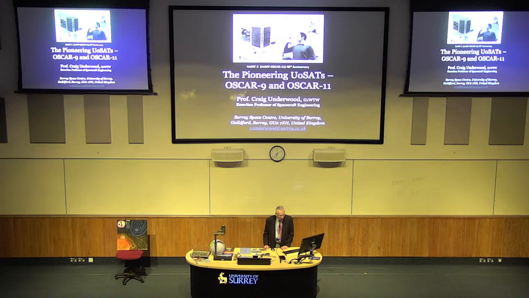It wasn't in the plan. So I'm going to talk about the two first UoSats, UoSat-1 and UoSat-2. But of course, these were amateur radio satellites, so they're also known as OSCAR-9 and OSCAR-11, OSCAR standing for Orbital Satellite Carrying Amateur Radio. They were the 9th and 11th of those.